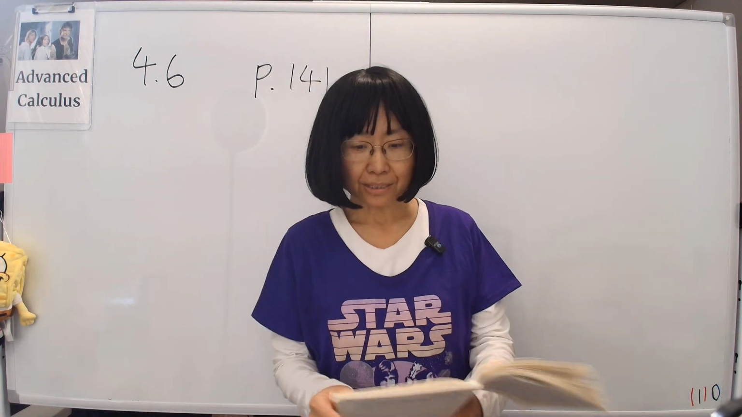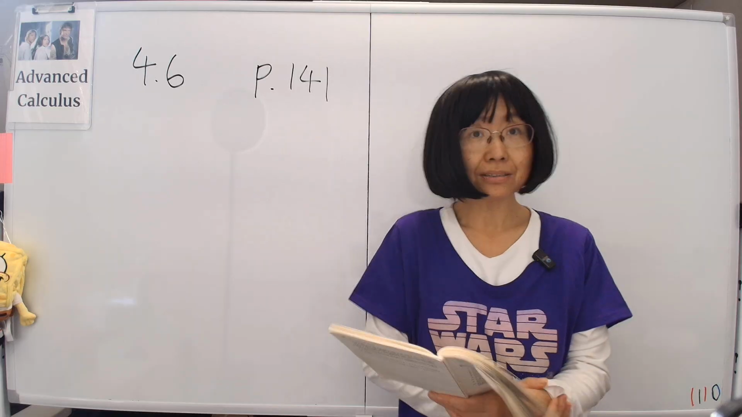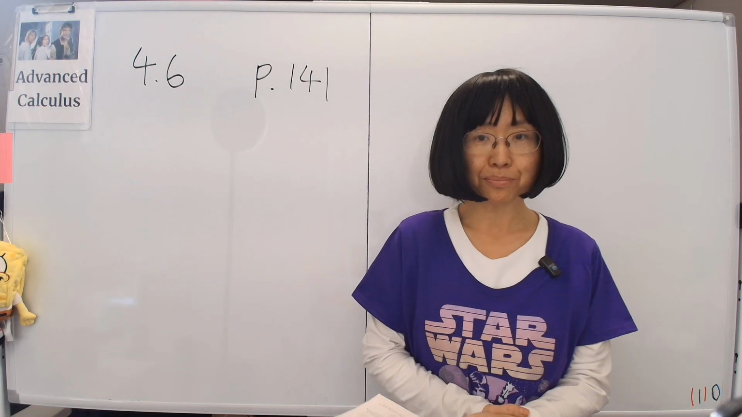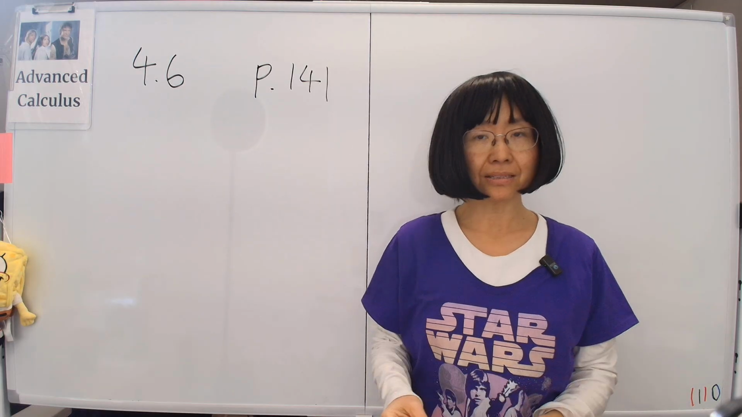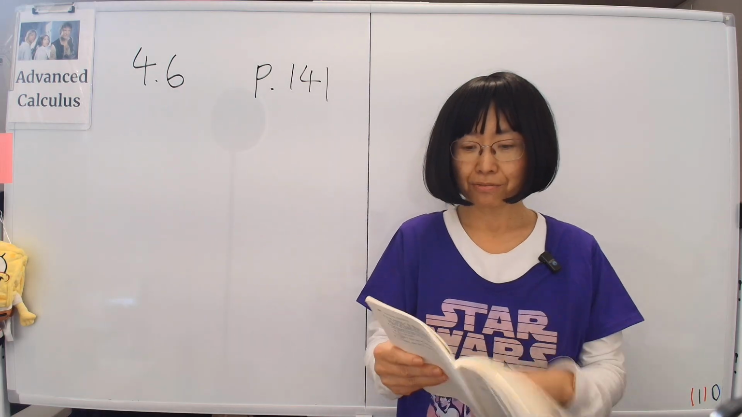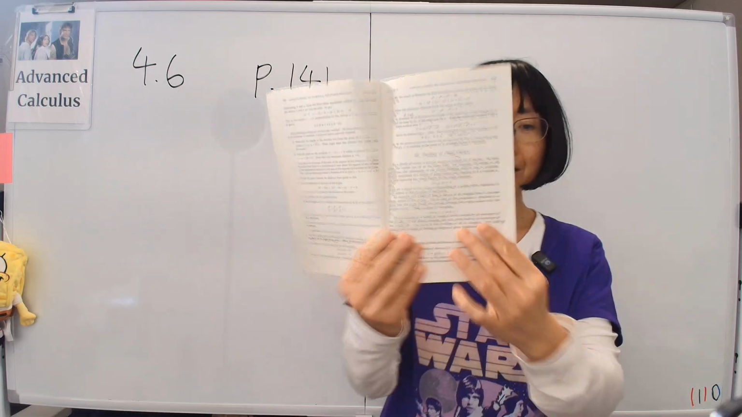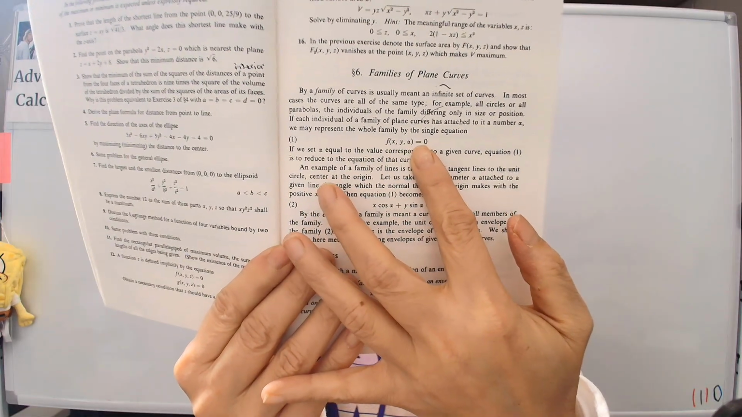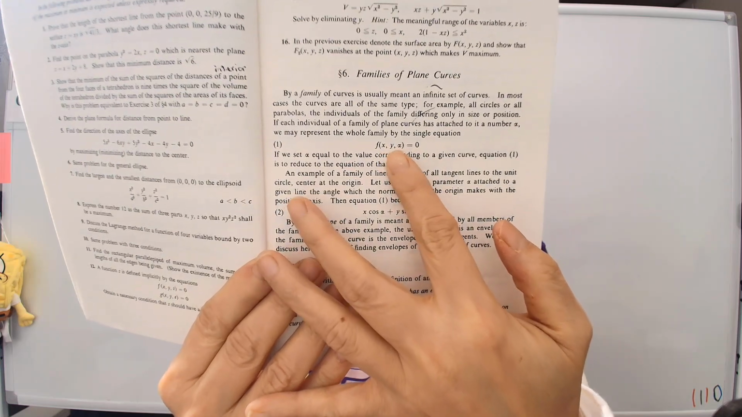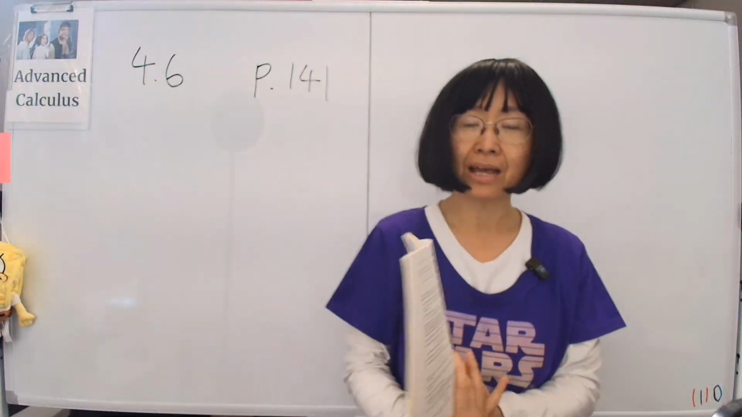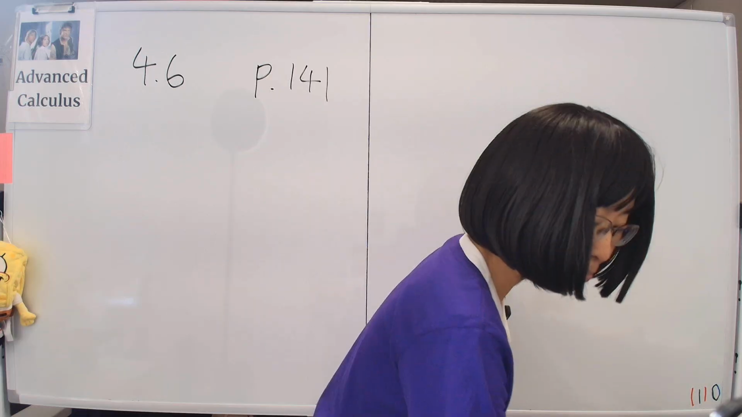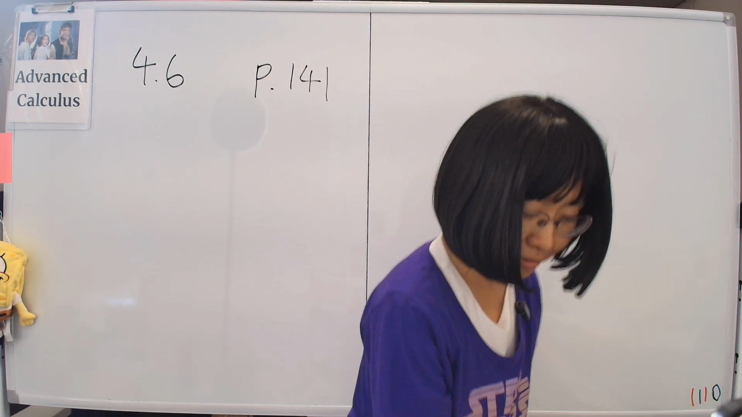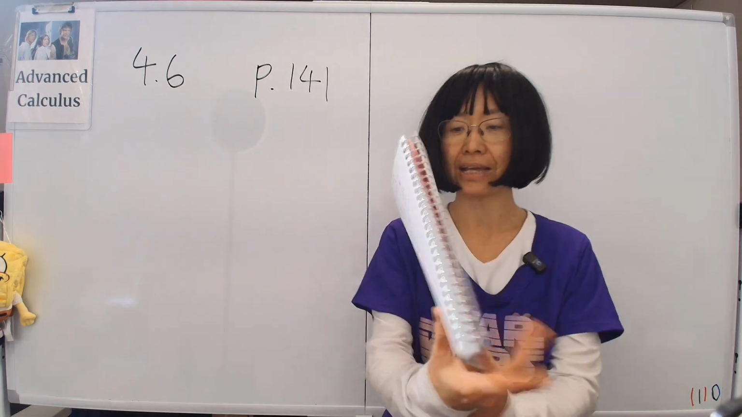So let's start on section 4.6, and let's talk about a family of plane curves. A family of curves just means a bunch of curves that is somehow connected with some kind of a variable. For example, let's consider a family that's called f(x, y, alpha) equal to 0, where alpha is the determining constant that determines which member of the family we are talking about.